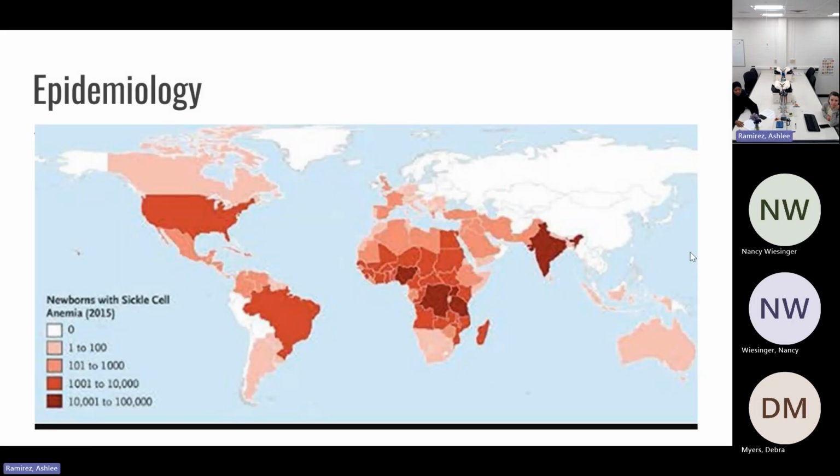So this gives you an idea of the newborns with sickle cell anemia globally. And we can see that Africa bears the greatest burden of sickle cell disease, where there's over 300,000 sickle cell anemia births a year.